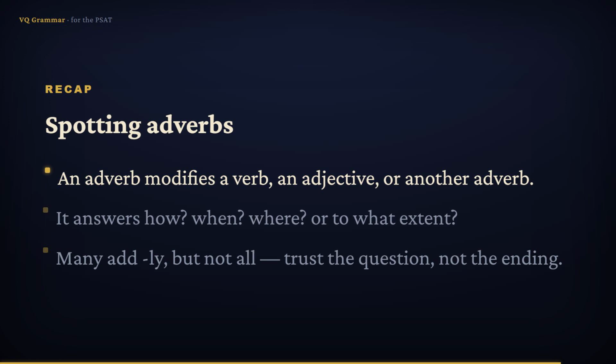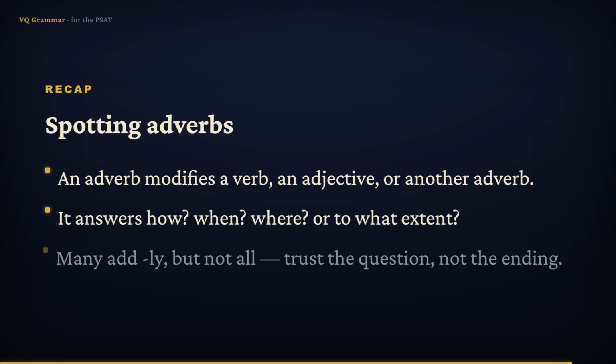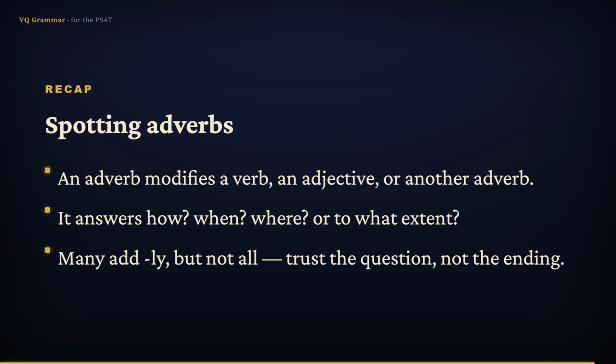Let's wrap up. An adverb modifies a verb, an adjective, or another adverb, and it answers one of four questions: how, when, where, or to what extent. To find one, point at the word and ask those questions. If the word answers any of them, it's an adverb. And remember the ly trap. Many adverbs add ly, but plenty don't, and a few ly words are adjectives. Trust the question, not the ending. Great work!